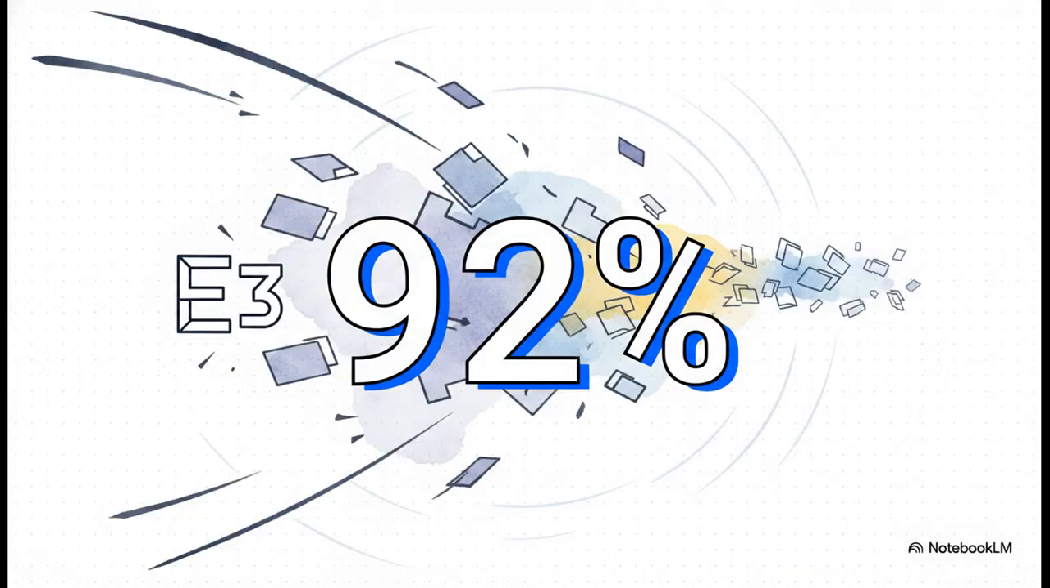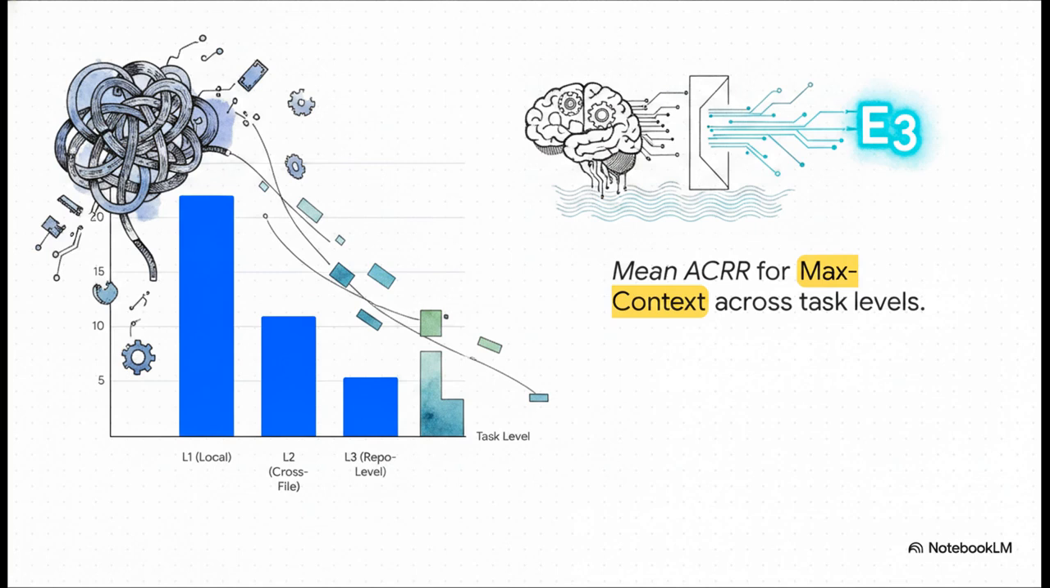At the exact same time, E3 drives down the number of fully inspected files by 92%. It brutally cuts out irrelevant context loading, keeping the context window incredibly pristine and laser-focused on necessary parameters only. This data totally validates the core operational thesis. If we track mean ACR by task level, look at Level 1 local tasks. The maximum context approach hits a frankly absurd ACR of over 20. Meanwhile, E3 stays under 1.